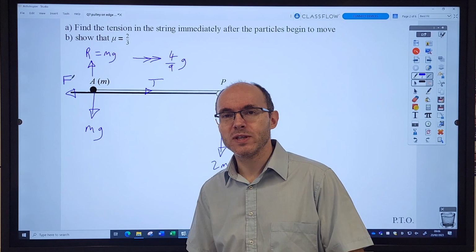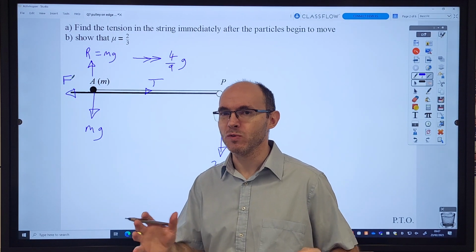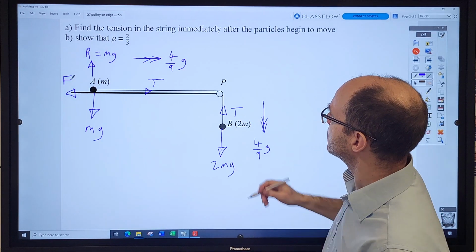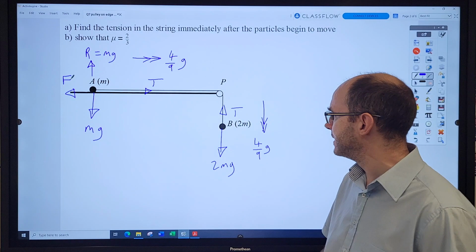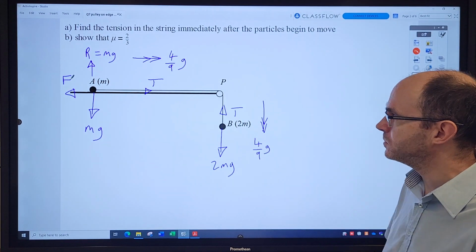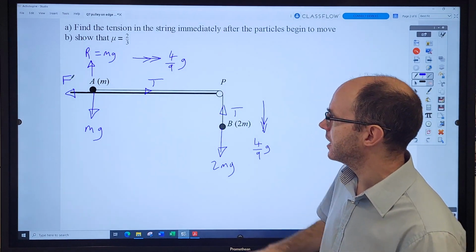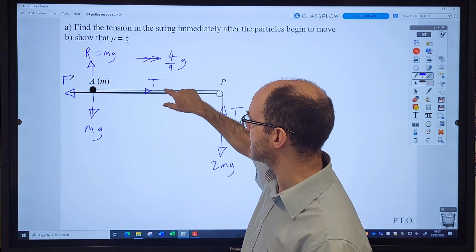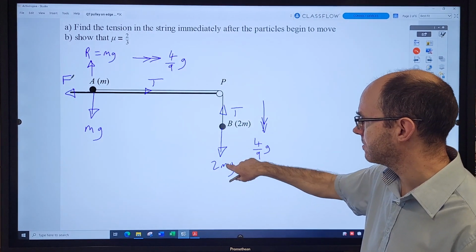Get in the habit of drawing these up pretty quickly, because it's essential to setting up our equations and solving the whole question. So we're going to find the tension of the string immediately after the particles begin to move. I'm going to look at particle B first of all, just because there are fewer forces going on. If I looked at particle A, I'd have to consider tension and frictional force, but with B, I just need to look at that and that.